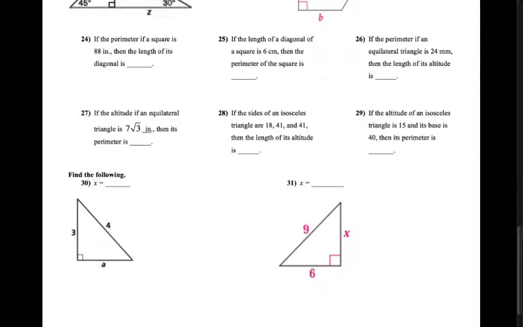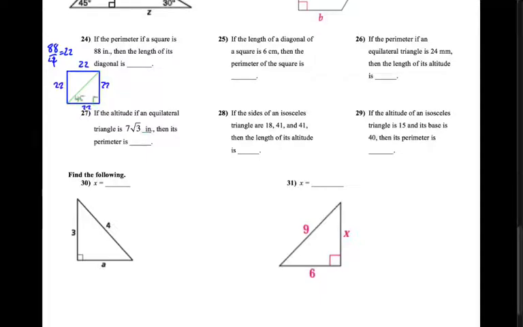All right, the perimeter of a square is 88 inches, and the length of the diagonal is blank. Well, what do we know about a square? If the perimeter of a square is 88, and the diagonal is what we're looking for, can't we divide 88 by 4 and get that each side is equal to 22? I think we can. So each side is equal to 22.